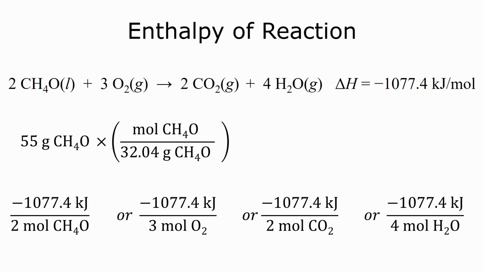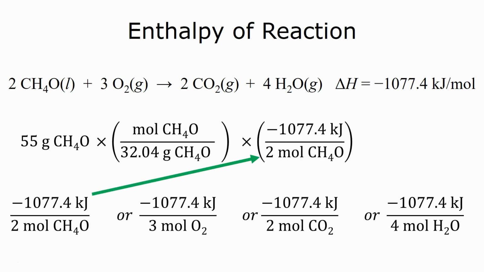Because enthalpies of reactions are always per mole, we have to convert our 55 grams of methanol into moles. So we use the molecular mass, and now we choose the appropriate stoichiometric ratio in order to convert moles of methanol to kilojoules of energy. If we do everything correctly, all of our units should work out, canceling out to give us just kilojoules. So 55 grams of methanol completely combusted will release 1,900 kilojoules of energy.